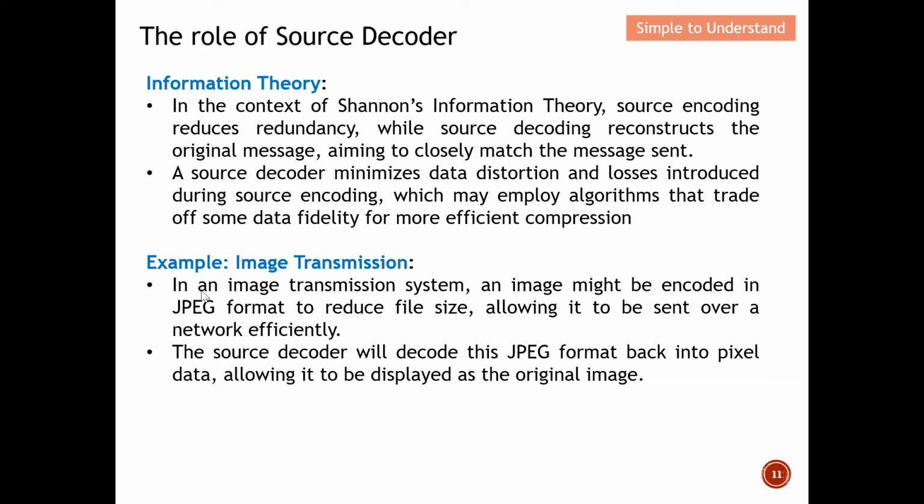For example, in an image transmission system, an image might be encoded into JPEG format so as to reduce the file size, allowing it to be sent over a network efficiently. Therefore, the source decoder will decode this JPEG format back into the original pixel data. Hence, this allows the picture to be recovered and displayed as the original image. Hopefully you now have a better idea what a source encoder and source decoder are.